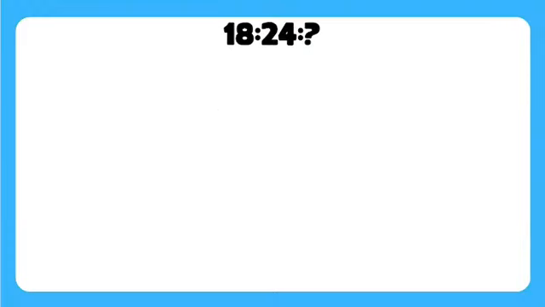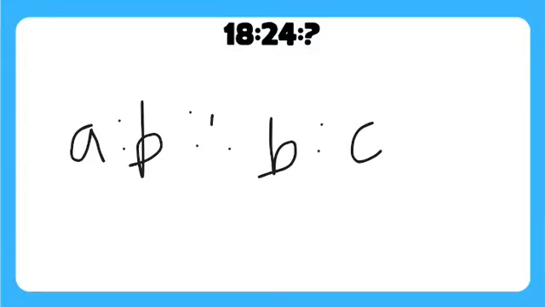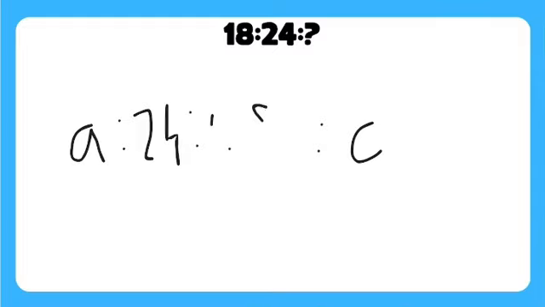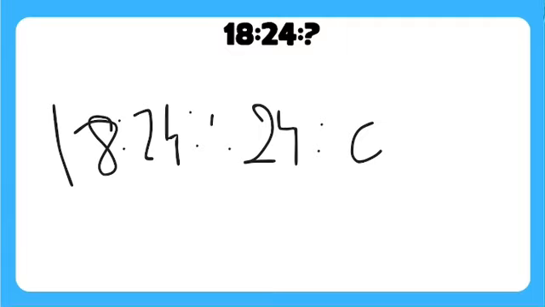So we have 18 to 24 to what? We will again use the A to B is to B to C. So we know that B is 24, so we will put 24 on both of these sides. Now we will put the A as 18, and now we have to do 24 times 24.